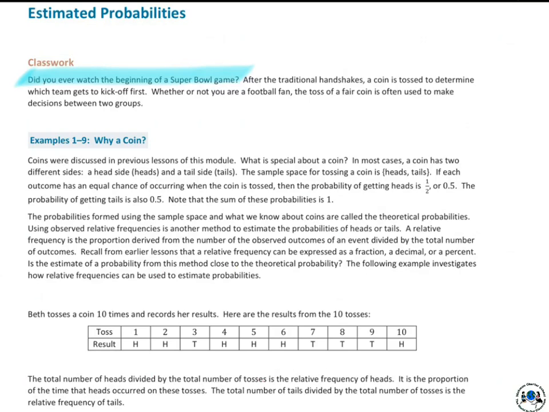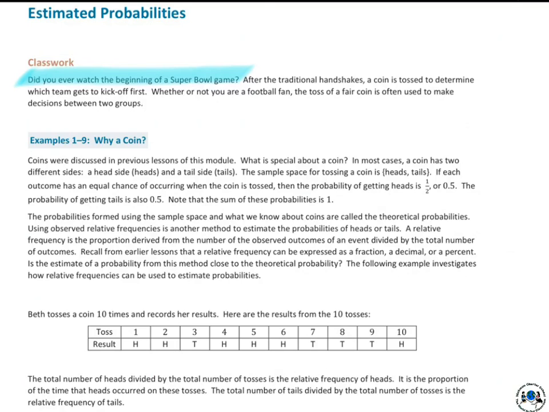Estimated probabilities. All right. So, did you ever watch the beginning of a Super Bowl game? I think many of us, well, most people my age, of course, would say yes. I'm not sure about you guys. Most of you boys probably, and a good chunk of you girls have, but I'm sure there's a few of you out there that have never.